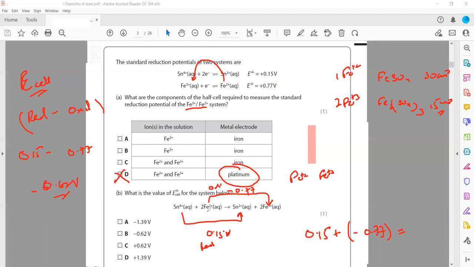Or when the equation is given, we can just use our understanding, like tin 4 changes to tin 2, so the voltage produced is 0.15. Whereas iron 2 changes to iron 3, the voltage should be opposite. Why? Because iron 3 to iron 2 is 0.77. If iron 2 to iron 3, it should be minus 0.77. That's why we took minus, and we'll again get minus 0.62 volts. So negative cell voltage means it does not happen, it does not occur.